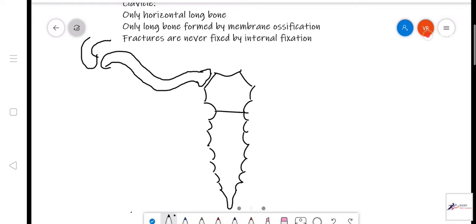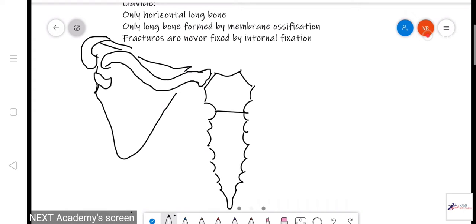At this end it articulates with the acromion process of the scapula, which is an extension of the spine of the scapula. So you have the scapula there, and you have the coracoid process here, and that is the glenoid cavity, and you have the scapula behind it. The clavicle is an S-shaped bone, as you can see. So the shape is roughly like an S, and it has two ends to it.